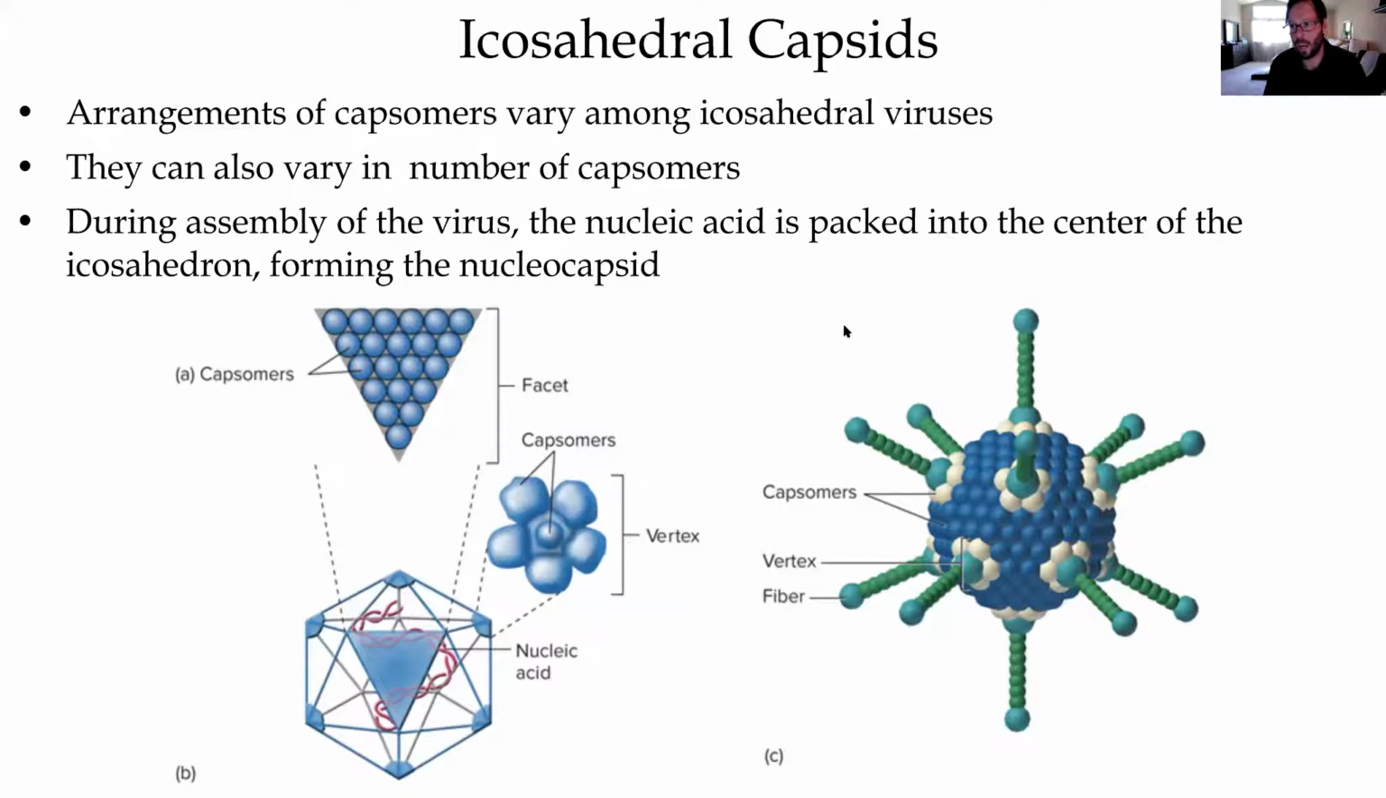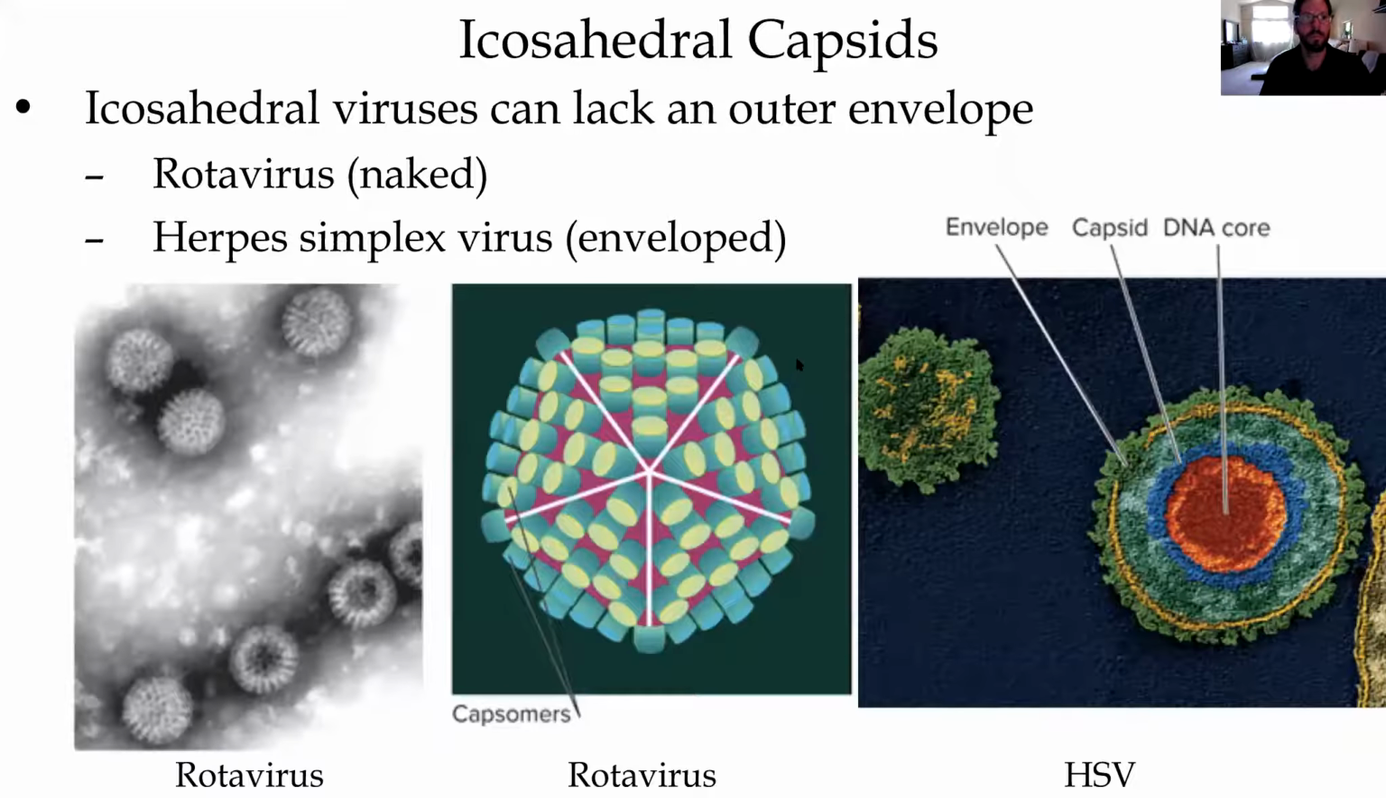And that's really it. I mean, there are many, many viruses and they infect many, many different types of organisms, but those two structures for the capsid is basically it. Here are some examples of icosahedral viruses. Rotavirus is going to be a naked virus, without an envelope. Herpes simplex virus is going to be enveloped.